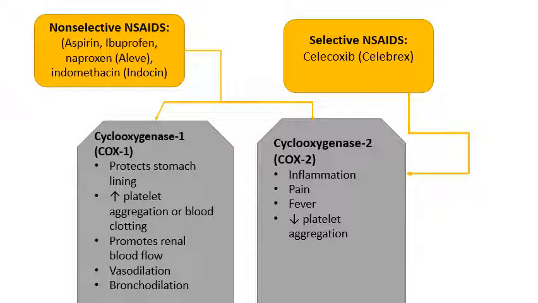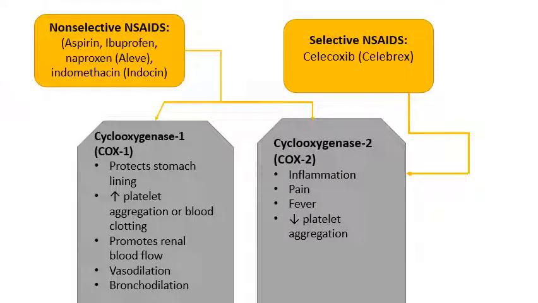So the first generation of NSAIDs, or non-steroidal anti-inflammatory drugs, aspirin, ibuprofen, Aleve, Indocin, targeted COX-1 and COX-2. So they're not really selective. It's like hitting the whole thing with a hammer. So although it inhibits or interferes and reduces inflammation, what you're doing is also inhibiting the protectiveness of the stomach lining, and it can cause bleeding, upset stomach, and can actually affect kidney function.